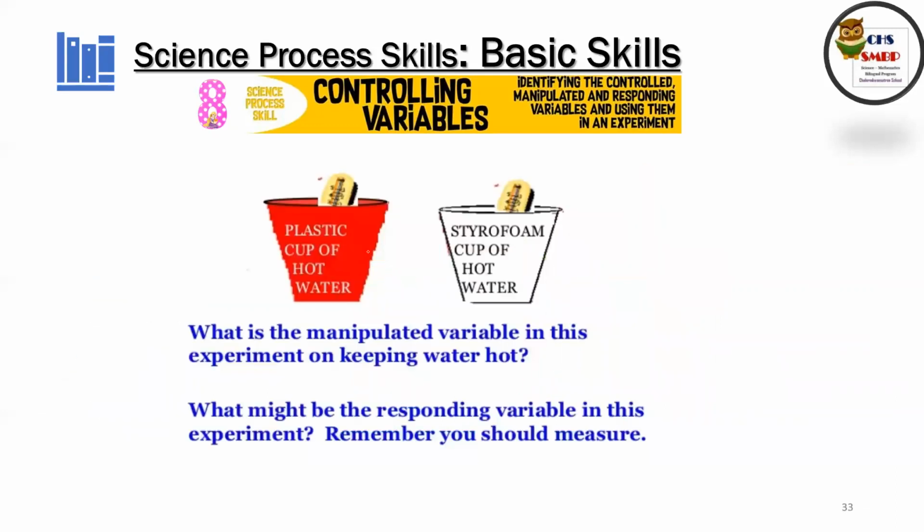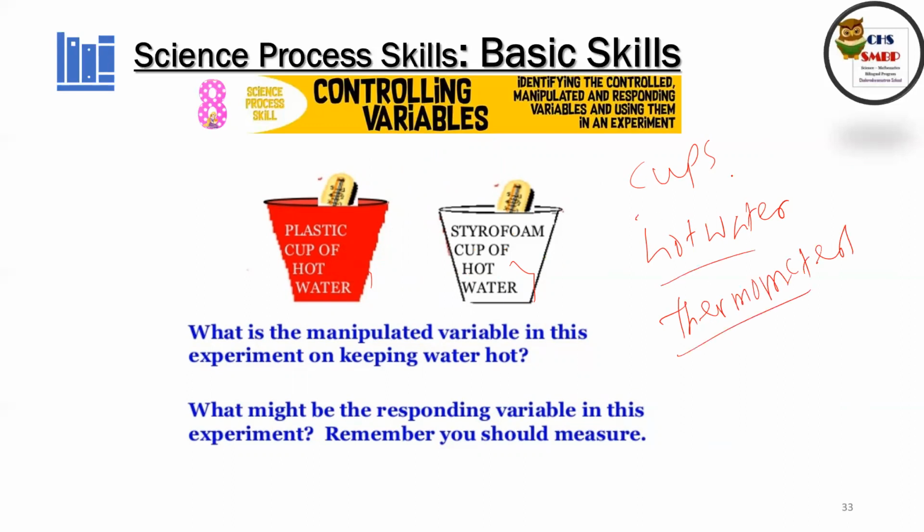Next, if you look at this example, you see cups, right? And you see thermometers, and then you have the hot water. So based on this, we can write down cups, then you have hot water, and to check the temperature you have thermometers, right?